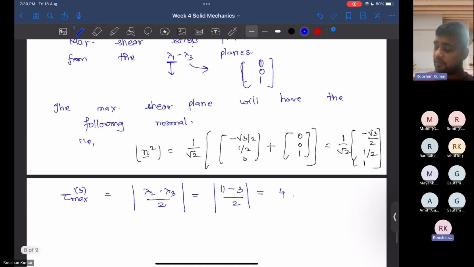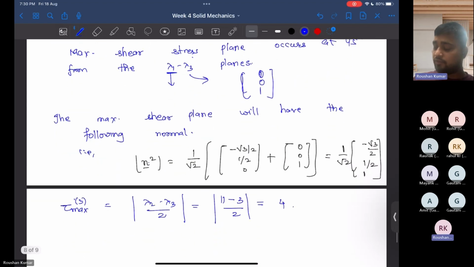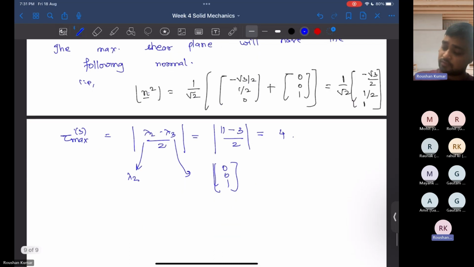And the plane on which it is acting is the same, that is we have to find the lambda 2 and lambda 3 plane normal corresponding to lambda 2 and lambda 3. So we already found the value of the lambda 2 plane, and lambda 3 is nothing but 0 0 1. So we have to take the resultant of these two.